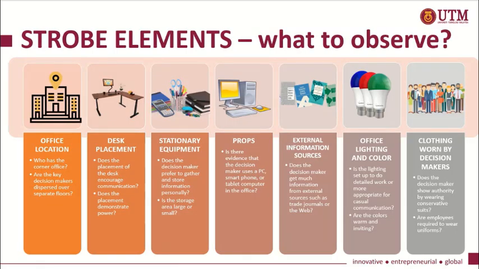Successful application of STROBE requires that an analyst clearly observe 7 concrete elements commonly found in offices. The 7 observable elements and some key questions that may arise are shown in the slide. These elements can reveal much about the way a decision maker gathers, processes, stores, and shares information, as well as about the decision maker's credibility in the workplace.